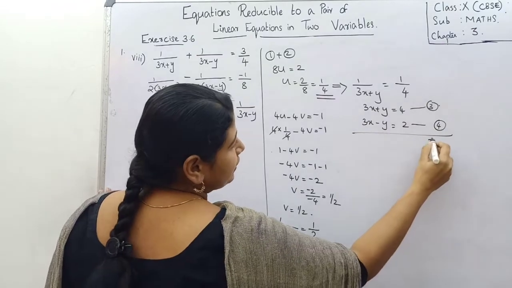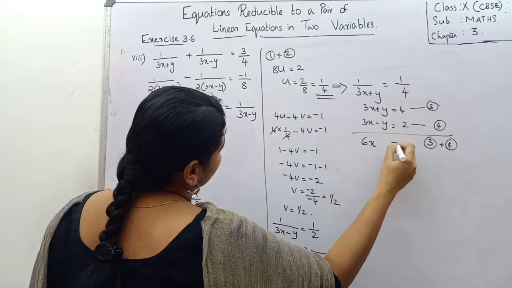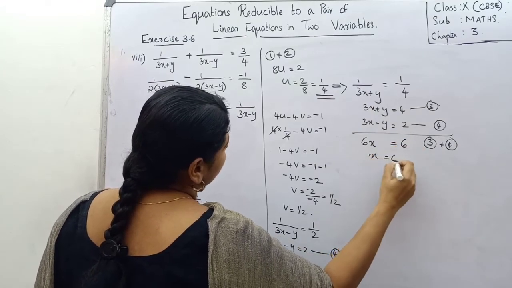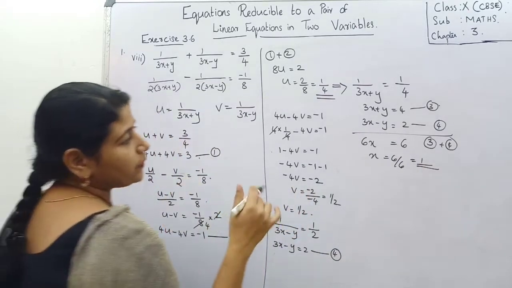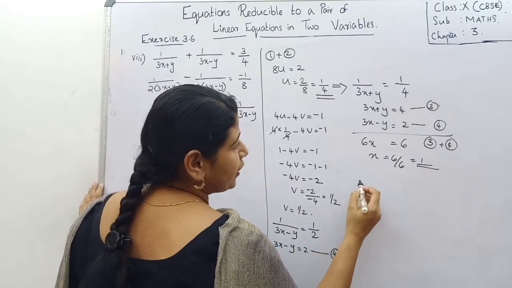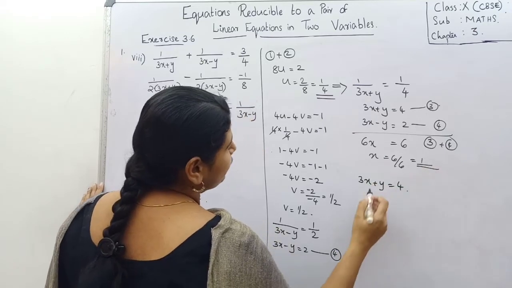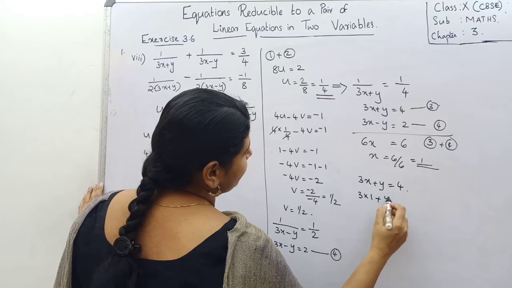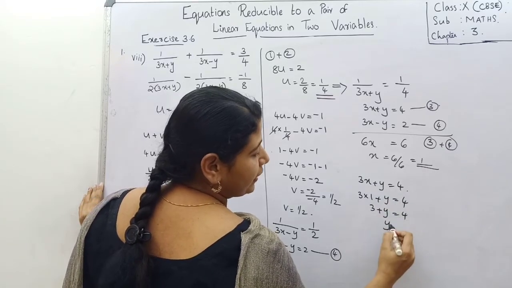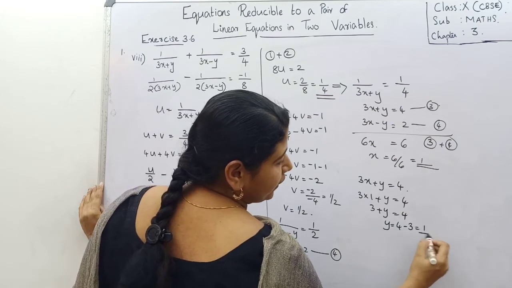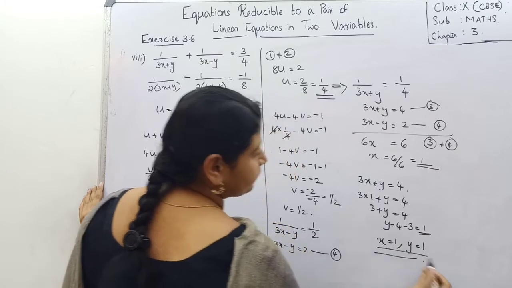We can add 3 plus 4. You will get here 6x. This y will become 0. This is 6, and x equal to 6 by 6, which is equal to 1. So we got the value for x as 1. And we have to find out the value of y. So 3x plus y equal to 4. We can put the value x equal to 1 here. 3 into 1 plus y equal to 4. 3 plus y equal to 4, or y equal to 4 minus 3 equal to 1. So we got x equal to 1 and y equal to 1.